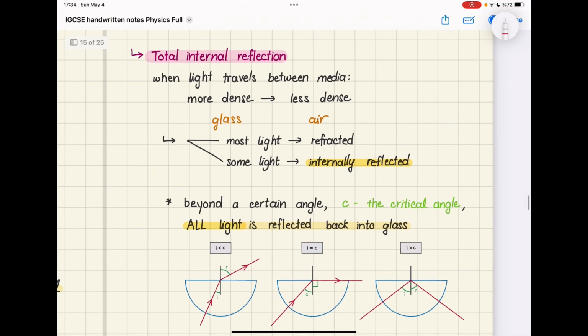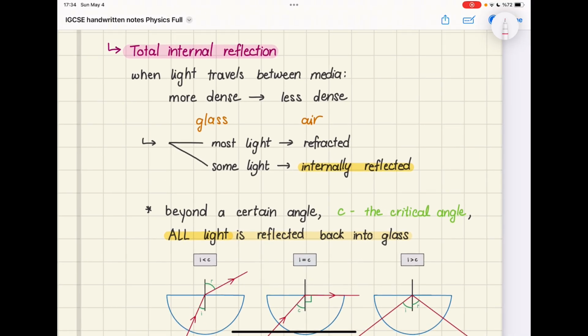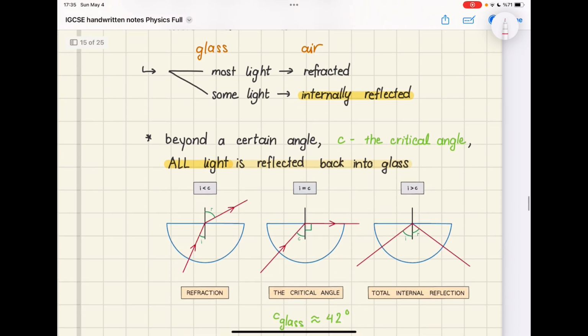Total internal reflection is something that we use every day without even knowing it. Internet runs on optical cables, and almost all of the media in our life is possible because of this. When light travels between media, usually it goes from less dense to more dense, the one that we've just seen before, but if it goes from a more dense medium such as glass or water to an optically less dense medium such as air, most light will be refracted and some light will be internally reflected.